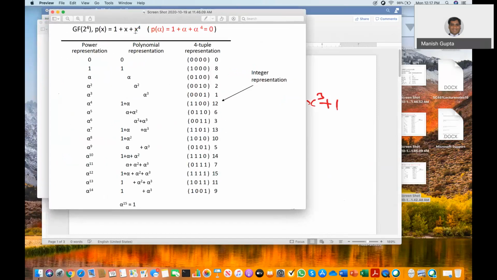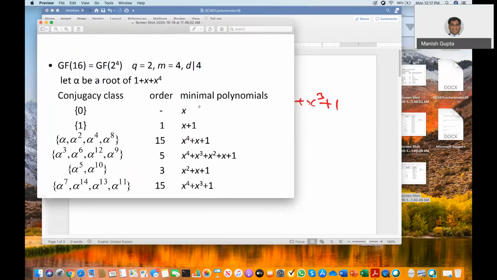If I take the polynomial x raised to 4 plus x plus 1 as an irreducible polynomial, I can write down the power representation, polynomial representation, and the 4-tuple representation of the field with 16 elements. So using this table, we can do the arithmetic quite quickly. We note that alpha raised to 15 is equal to 1 here, right? And if you form the cyclotomic cosets, the conjugacy classes are 0, 1, 2, 4, 8, 3, 6, 12, 9, 5, 10, 7, 14, 13, 11.